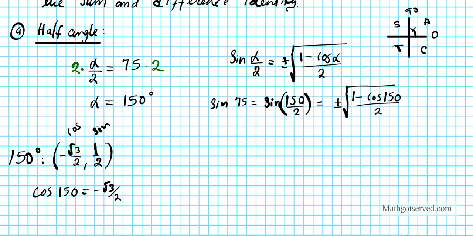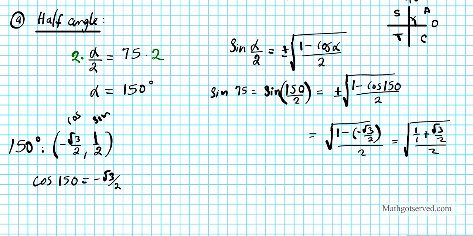So we're going to plug that in here. Actually, we already know it's plus, so let's forget about writing plus or minus. This becomes the square root of 1 minus negative root 3 over 2, all over 2. Writing this as a fraction, we have the square root of 1 over 1 plus root 3 over 2, all over 2. We're going to keep on going.